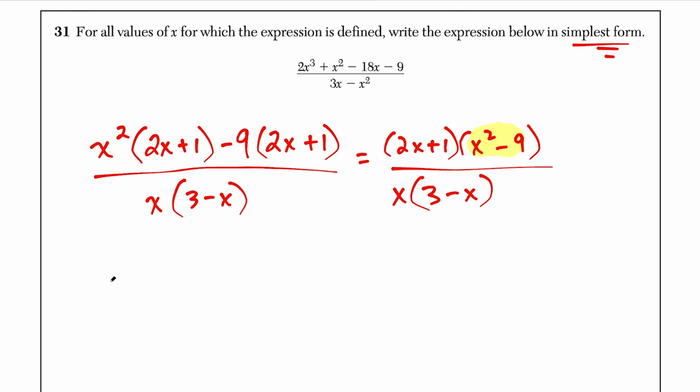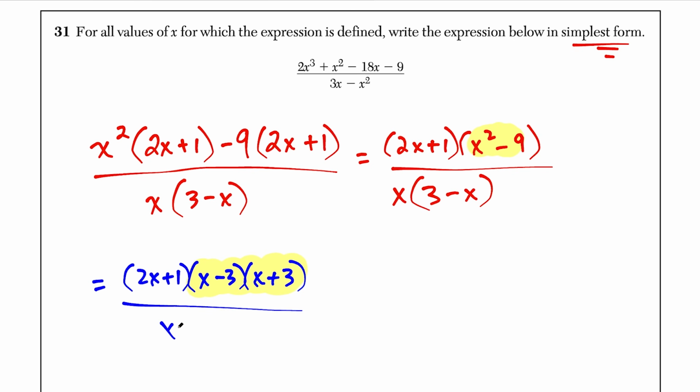So for the next line, what we're going to have is now we have 2x plus 1 times difference of 2 squares. We're going to have x minus 3 times x plus 3. Okay, so x squared minus 9 factors very nicely here to x minus 3 times x plus 3. And now we go back here to think of the denominator. We're left with x times 3 minus x. So now we look for matching factors.